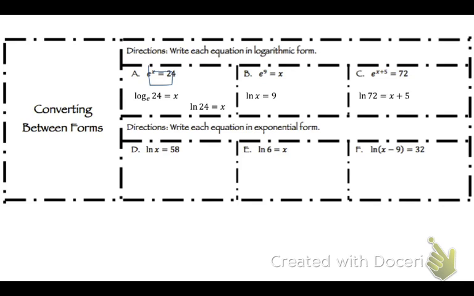Then if we're changing these back to exponentials, well, ln of x, that's the same thing as log base e of x. Then you can change that, so that's e to the 58th power equals x. e to the x power equals 6. e to the 32nd power equals x minus 9. Okay?